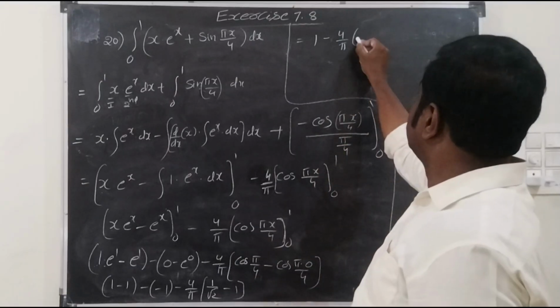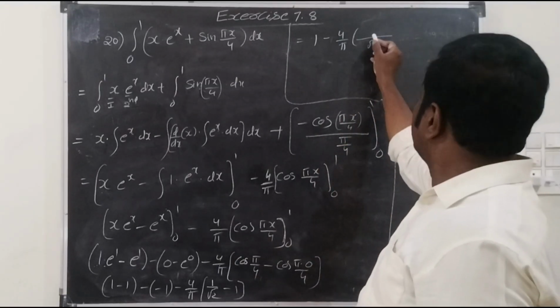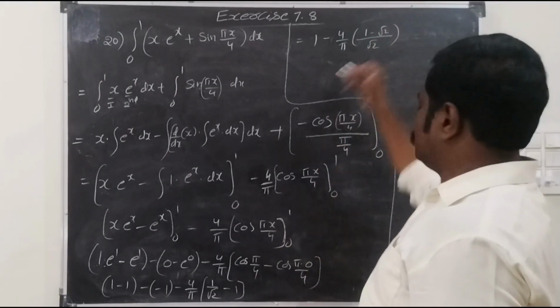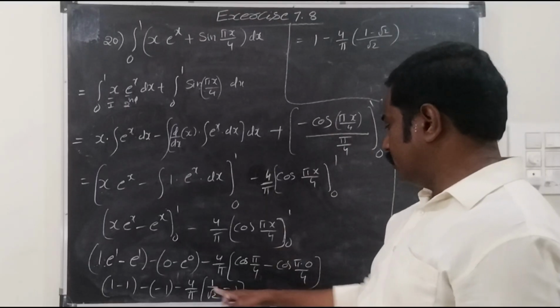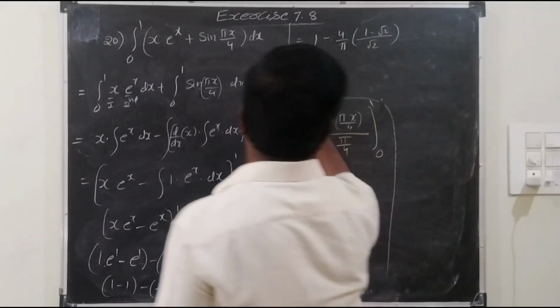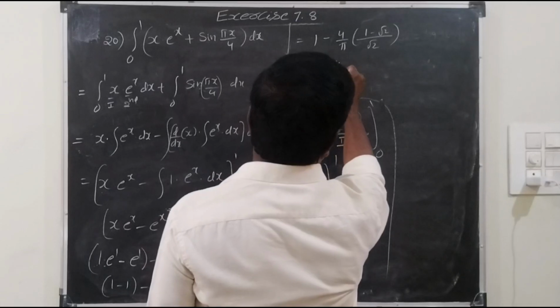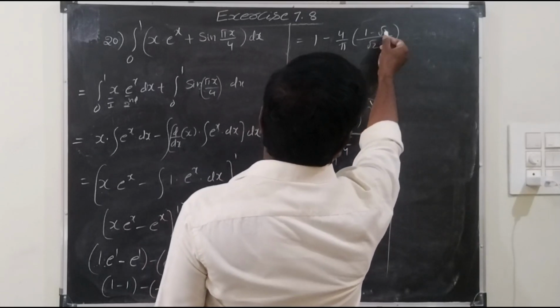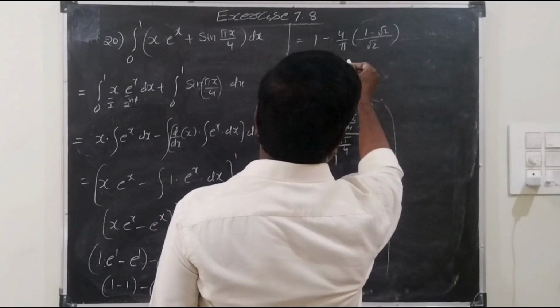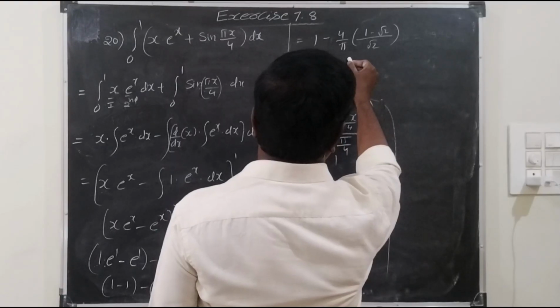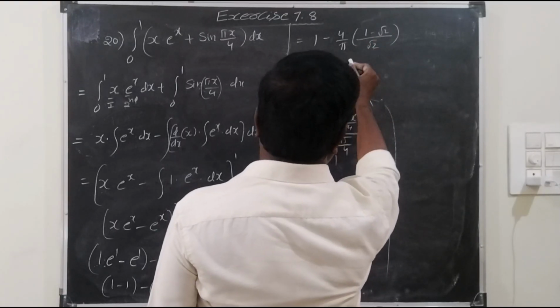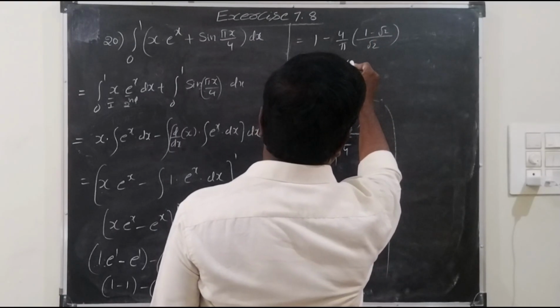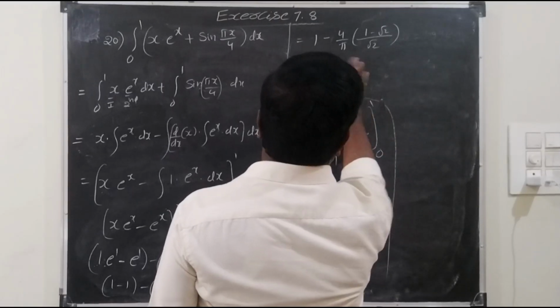Take LCM here. Root 2 LCM: 1 minus root 2 over root 2. That means 1 minus 4 by pi, 1 minus root 2 by root 2. 1 minus root 2 by root 2 we can write as root 2 minus 1. We can take minus common or we can leave it. 4 into 1 minus root 2, we can leave it there itself.